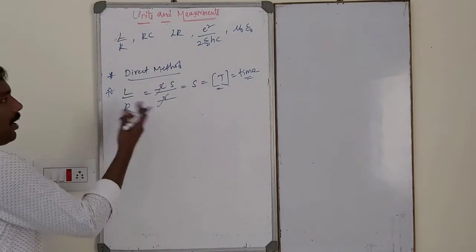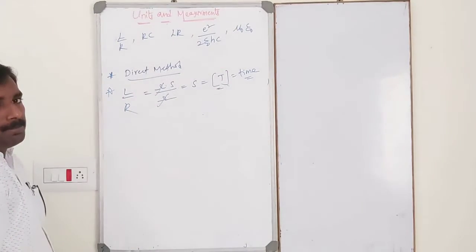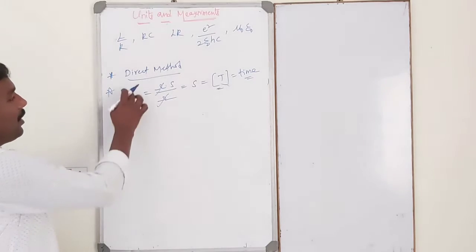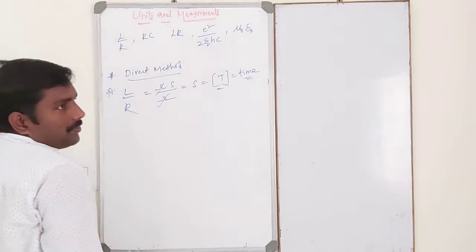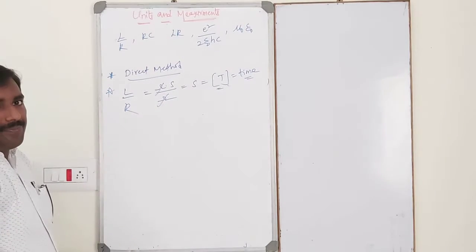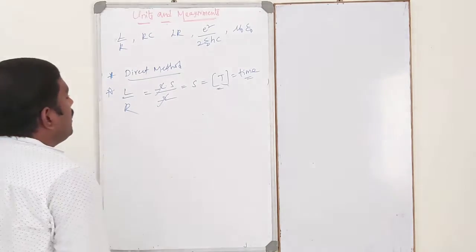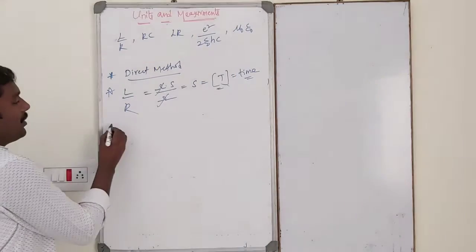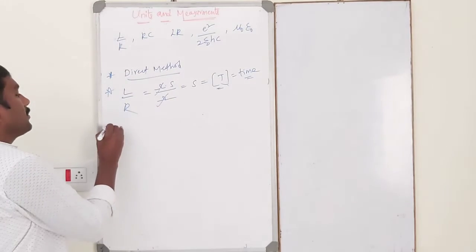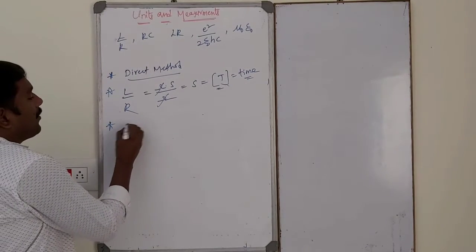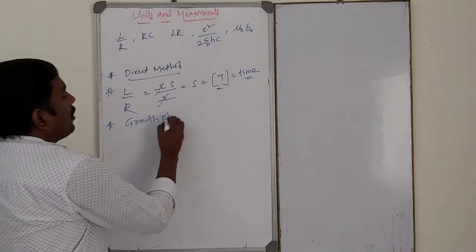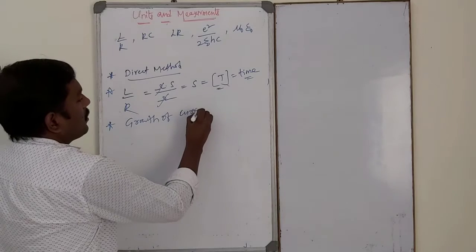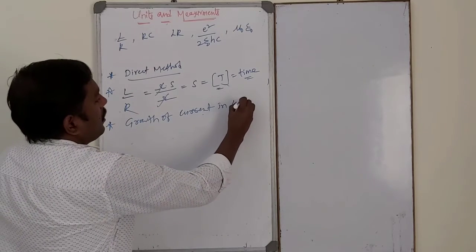Okay. So another way to find out the dimensional formula for L by R. In case of growth of current or decay of current in LR circuit, that is another way, growth of current in LR circuit.